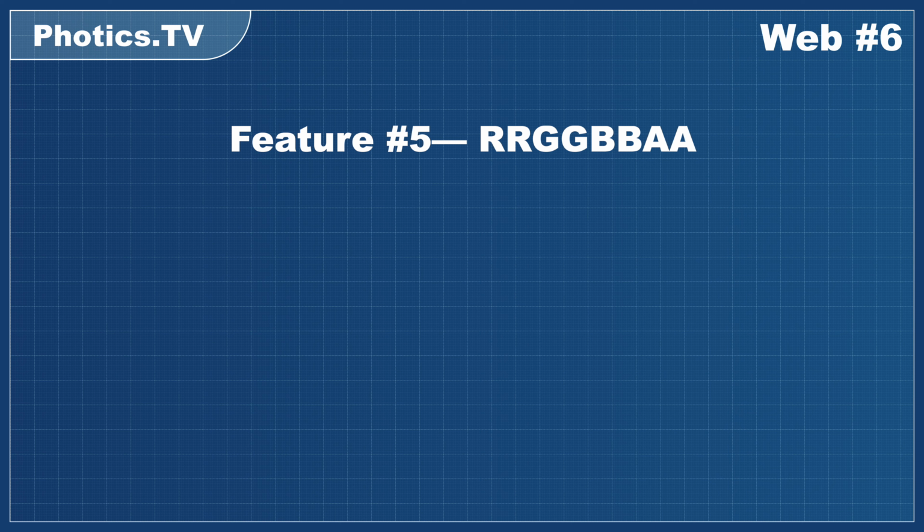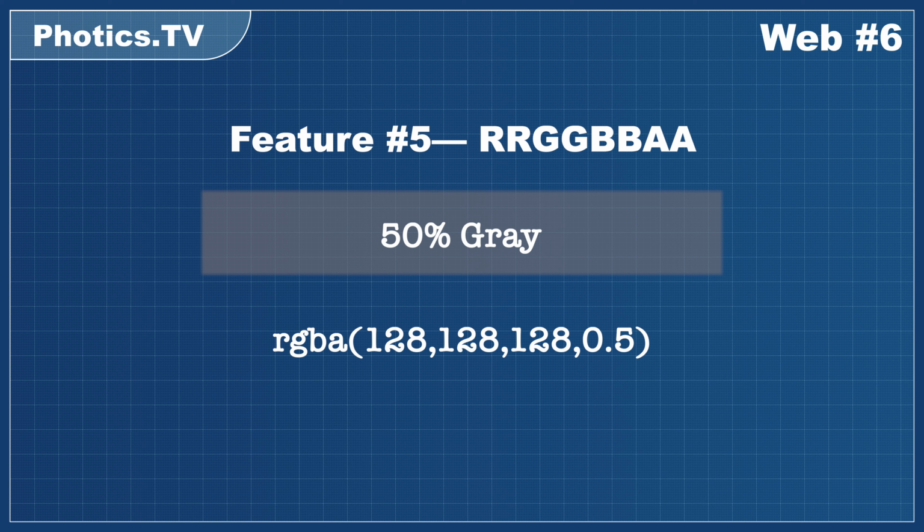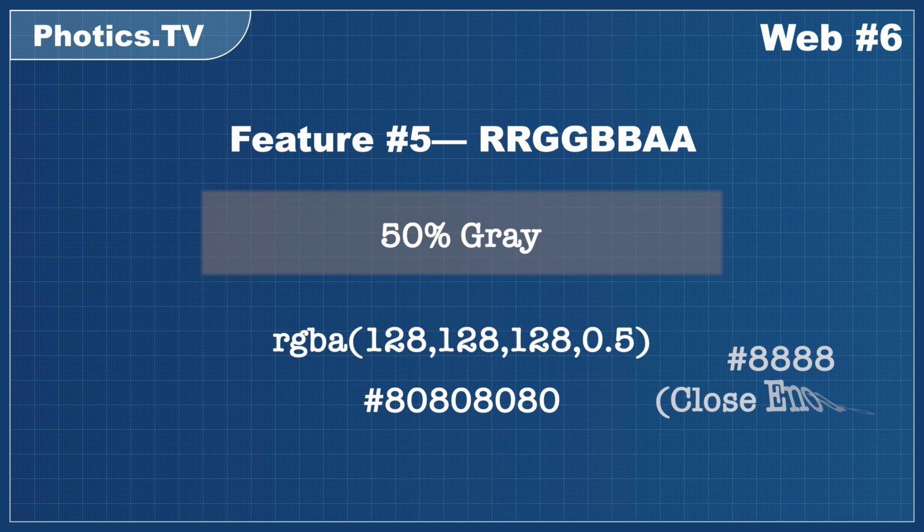So, if you wanted a 50% gray background, you might use RGBA 128 128 128 0.5. But a shorter alternative could be 8080 8080. And if a slightly different shade of gray is okay, that color value can be shortened to 8888. That's 21 characters down to 5 characters.